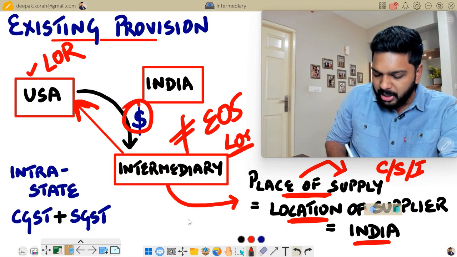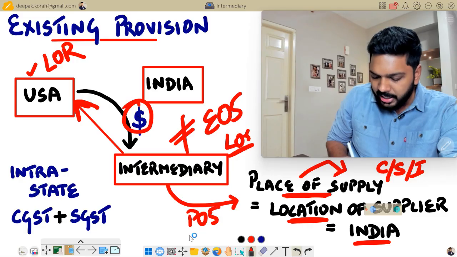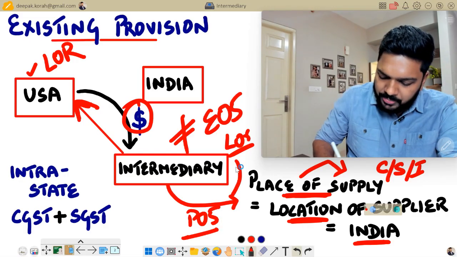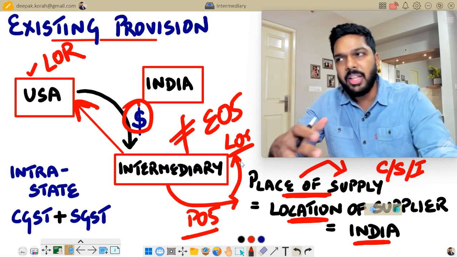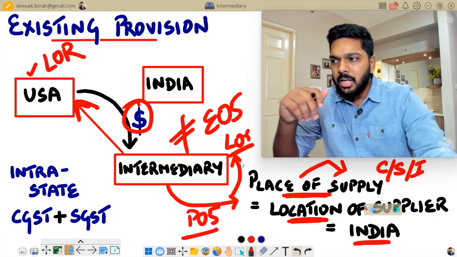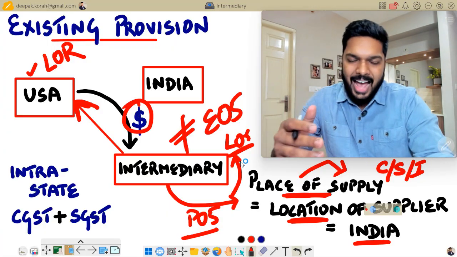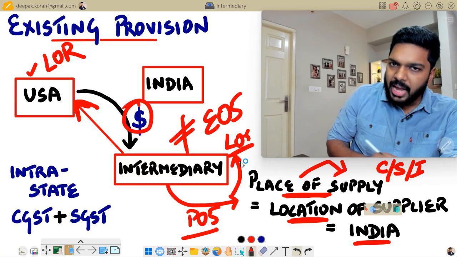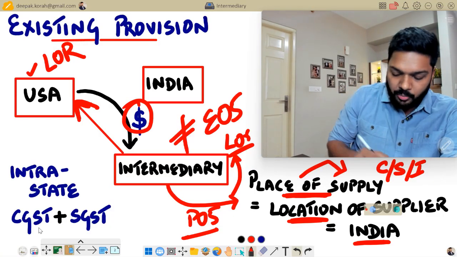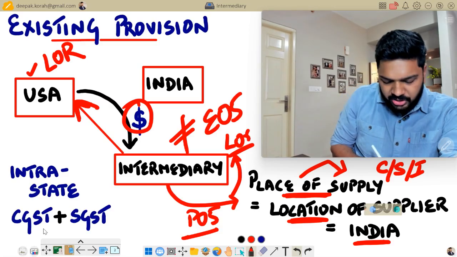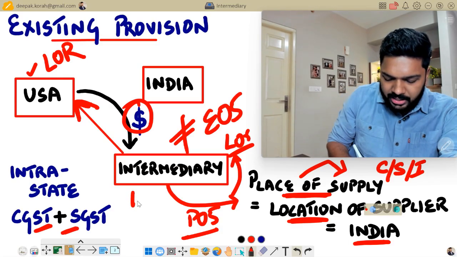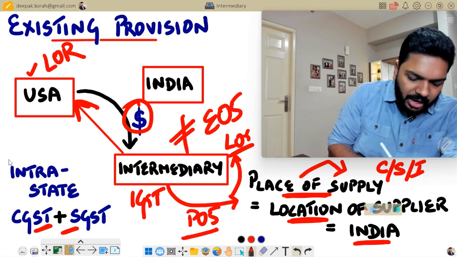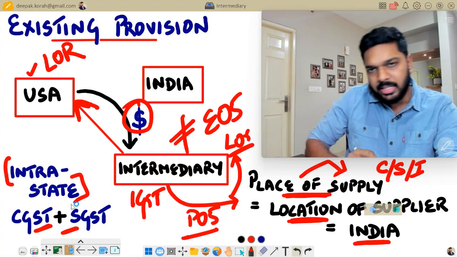And as far as POS or place of supply is concerned, it is also the location of the supplier, that is in that same state where the intermediary is located. So because LOS and POS are in the same state, the intermediary is liable to levy and pay CGST and SGST and not IGST, because it amounts to intrastate and not interstate.